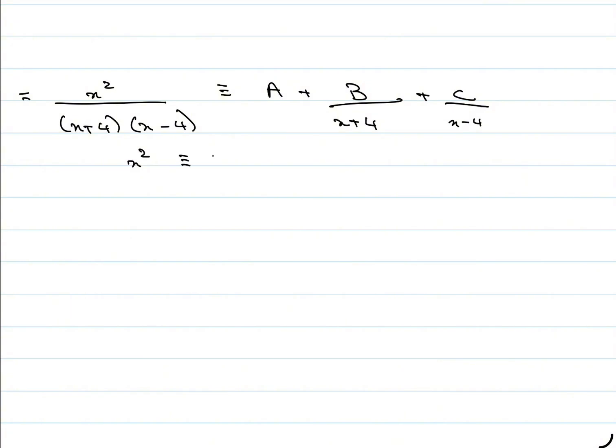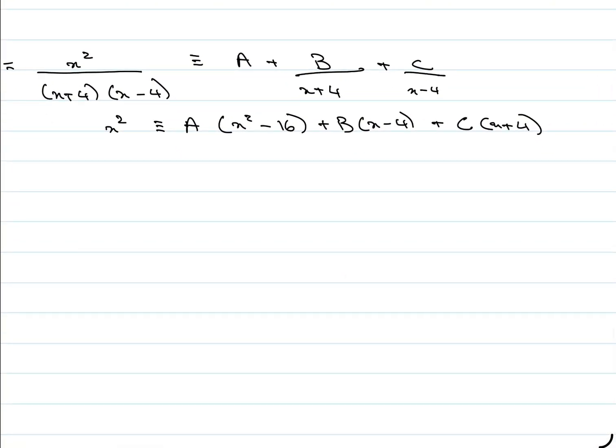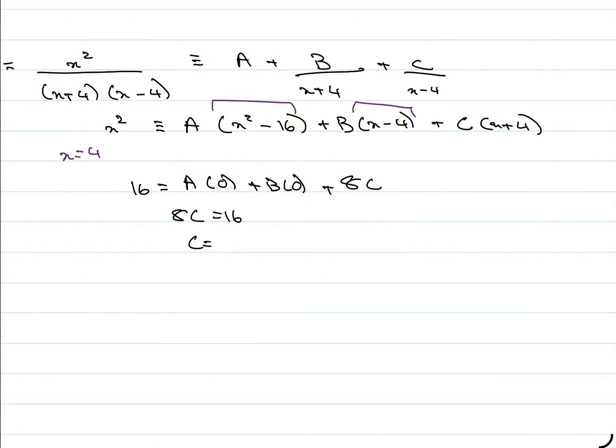x squared is equivalent to a times x squared minus 16, plus b times x minus 4, plus c times x plus 4. Now we just substitute again. So we can get rid of this by doing x equals 4, which will also get rid of this. So x equals 4, 16 equals a times 0 plus b times 0 plus 8c. 8c is equal to 16, which means c is equal to 2.